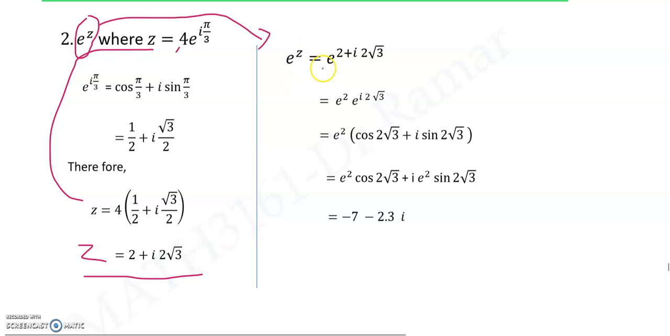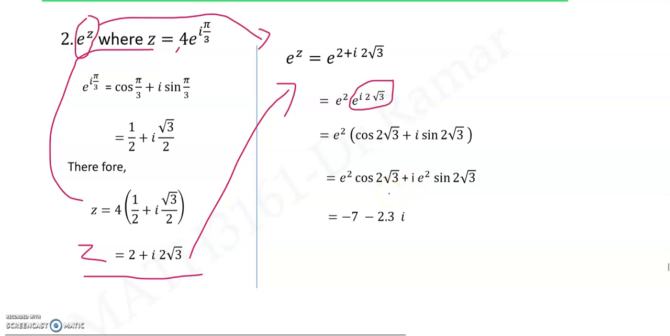So e to the power z is nothing but e to the power, substitute z here, so that now e to the power z is 2 plus i 2 root 3. Now again you substitute this, then e to the power i 2 root 3. Here you apply Euler's formula. So cosine 2 root 3 plus i sine 2 root 3. Now this is equal to e to the power 2, here cosine 2 root 3. You distribute e to the power 2, so that you will get this.